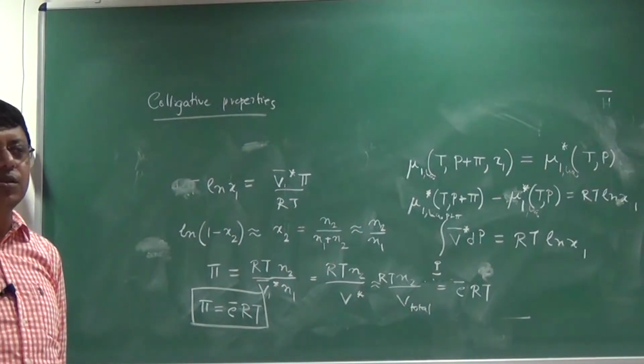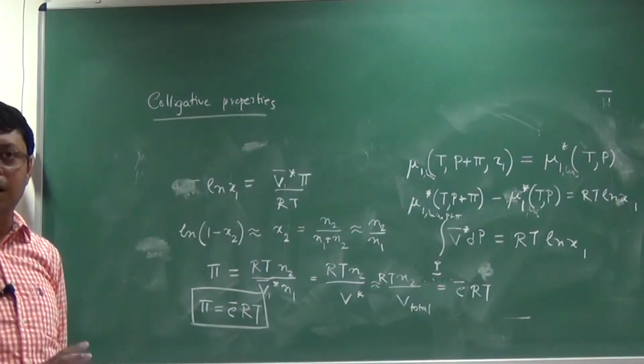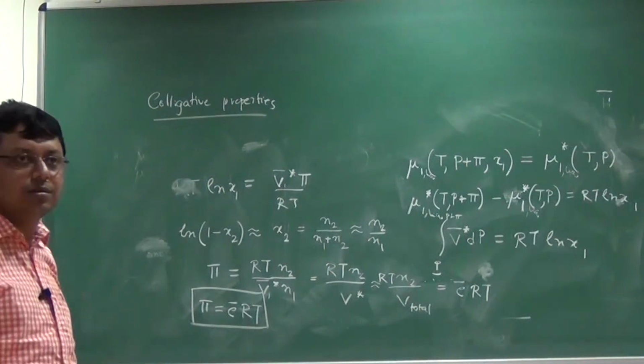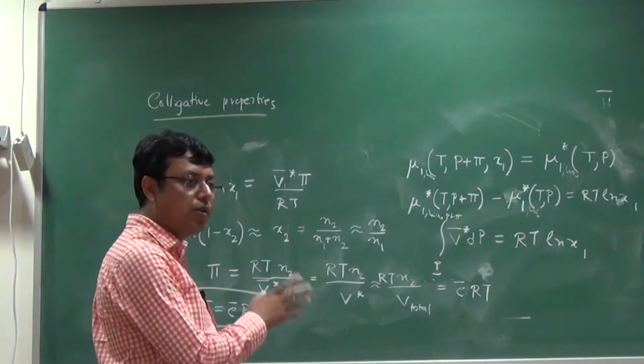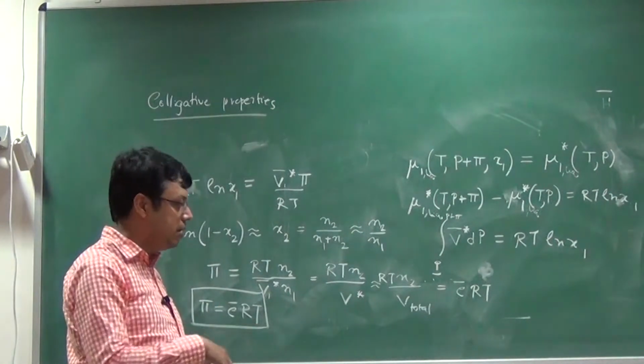This is also known as a Van 't Hoff equation. But now in literature there are many Van 't Hoff equations. So this is the Van 't Hoff equation for osmotic pressure. Well, let me summarize what we just did.